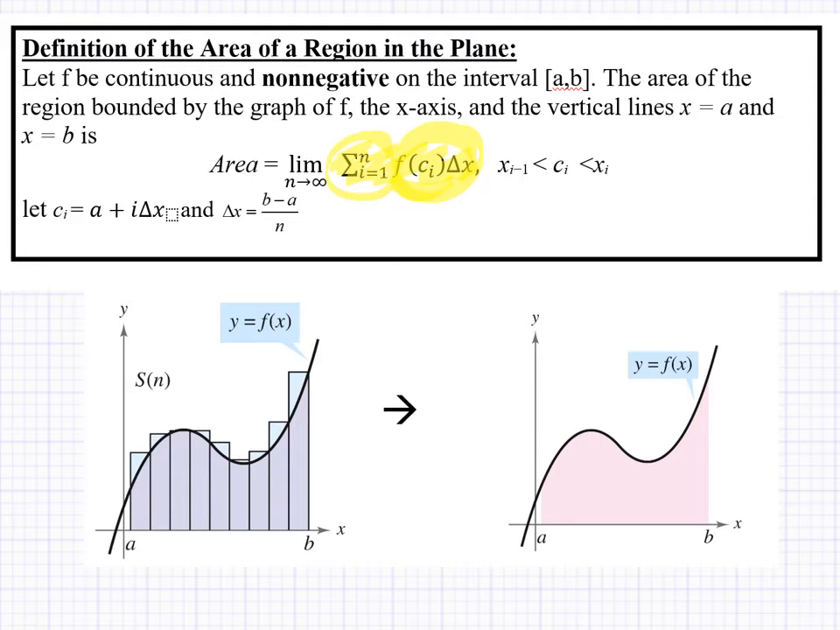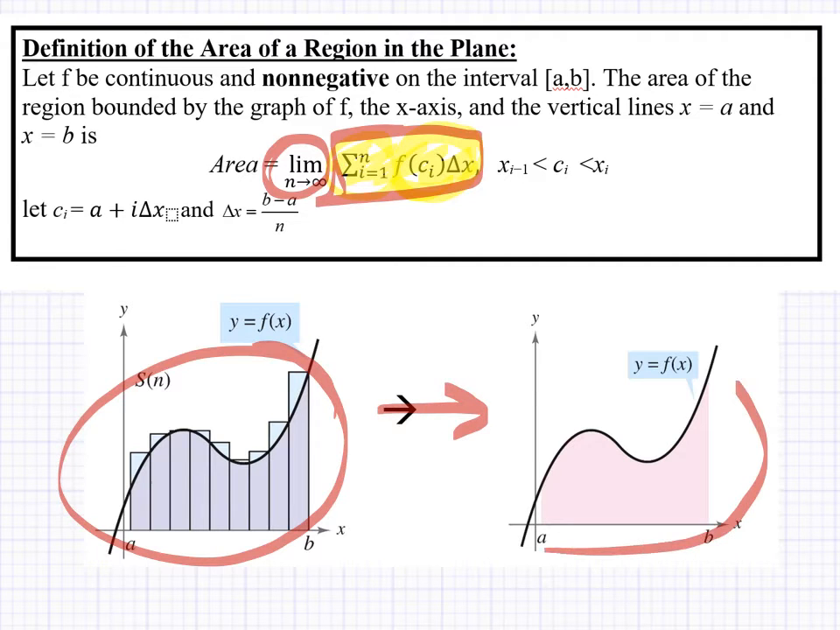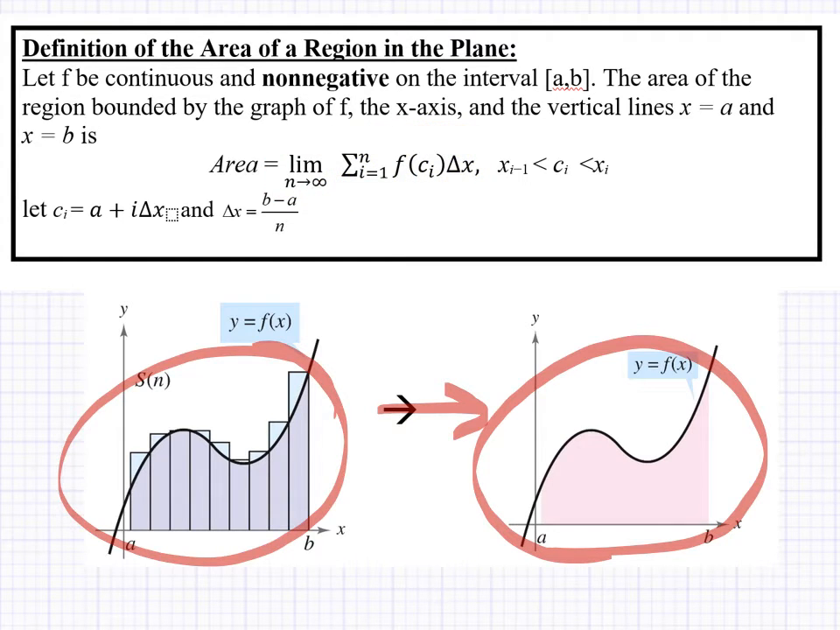So if we then take the limit as n goes to infinity of this summation, of this rectangle, what that does is it takes this estimate and it makes that estimate better and better to the point where we actually end up getting this actual area. So this right here is a way of computing the area bounded by a curve and the x-axis between two vertical lines.